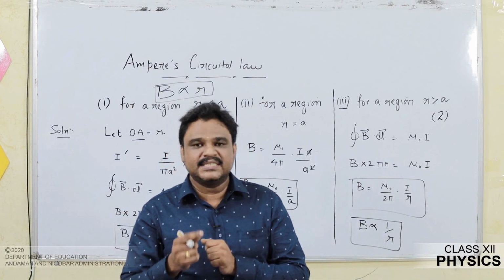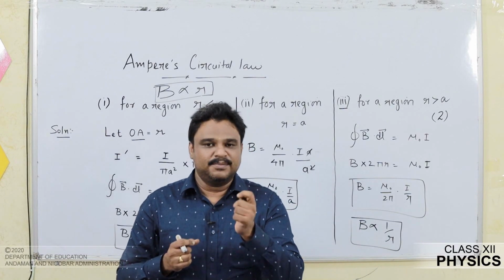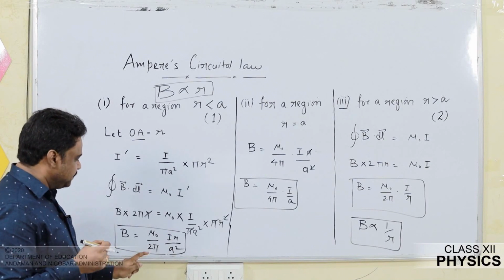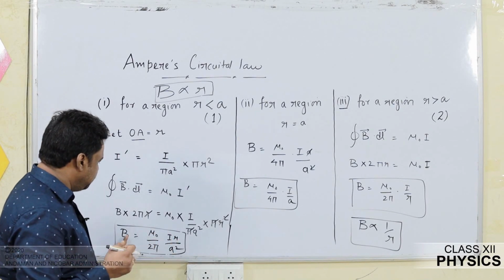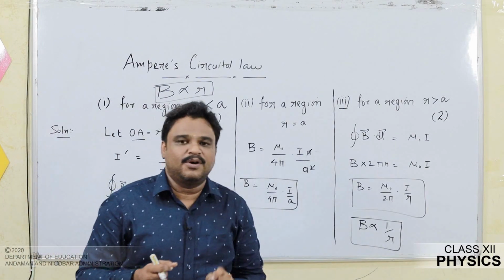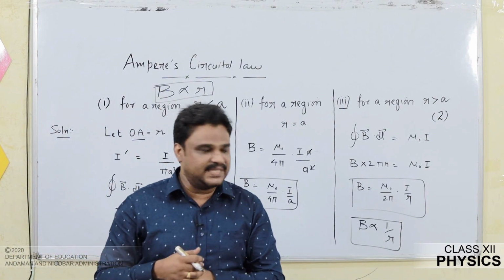I am going to use this in Ampere's circuital law, and the magnetic field comes to be mu naught by 2 pi I r by a square. From this we are able to clearly establish B is directly proportional to R. This I am marking to plot a graph. Obviously it will be the second part of the question.